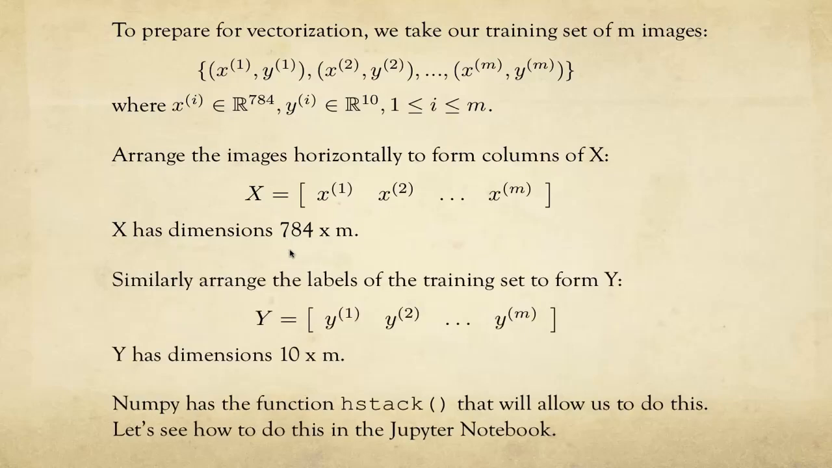We do the same thing for the labels. We take all the labels Y and stack them horizontally, forming columns of this Y matrix. Each column is 10 by 1, so this is a 10 by M matrix. In NumPy, there's a function called hstack that allows us to do this. Let's see how this is done in Jupyter Notebook.